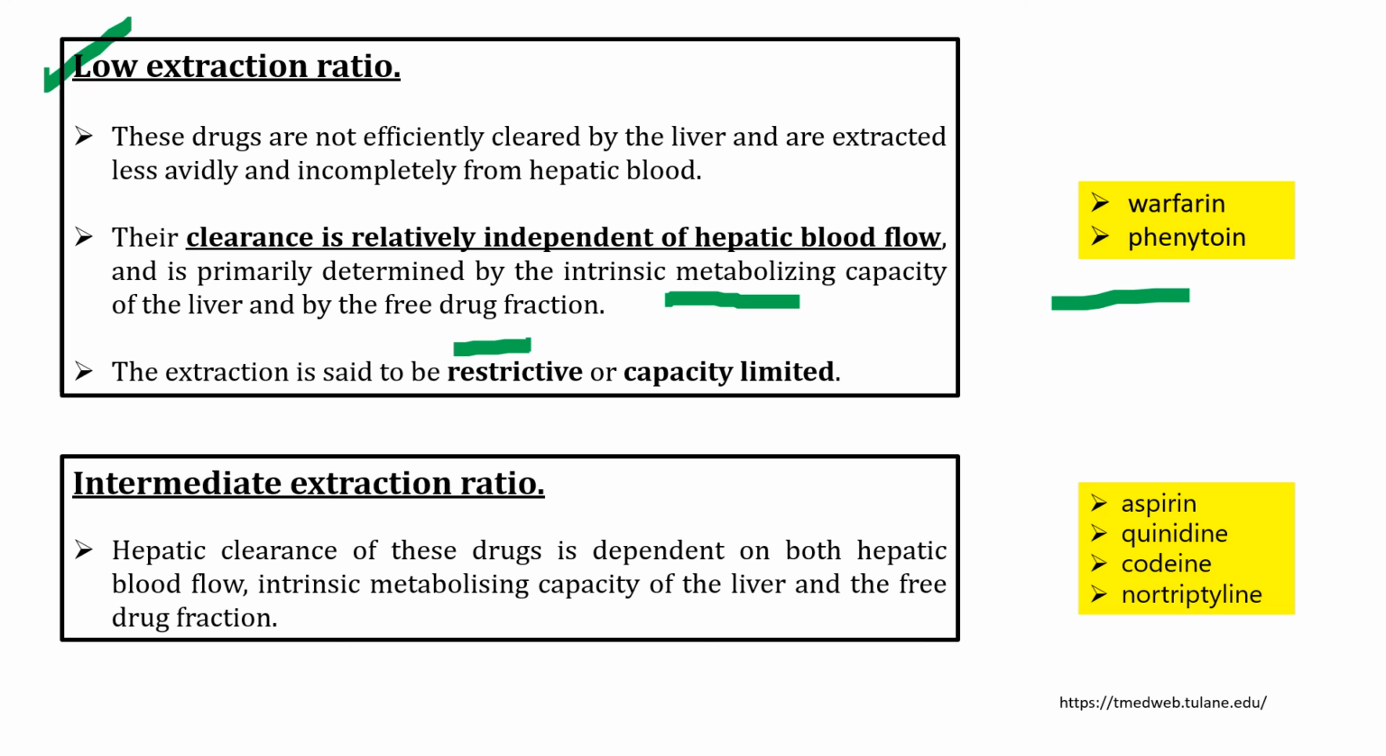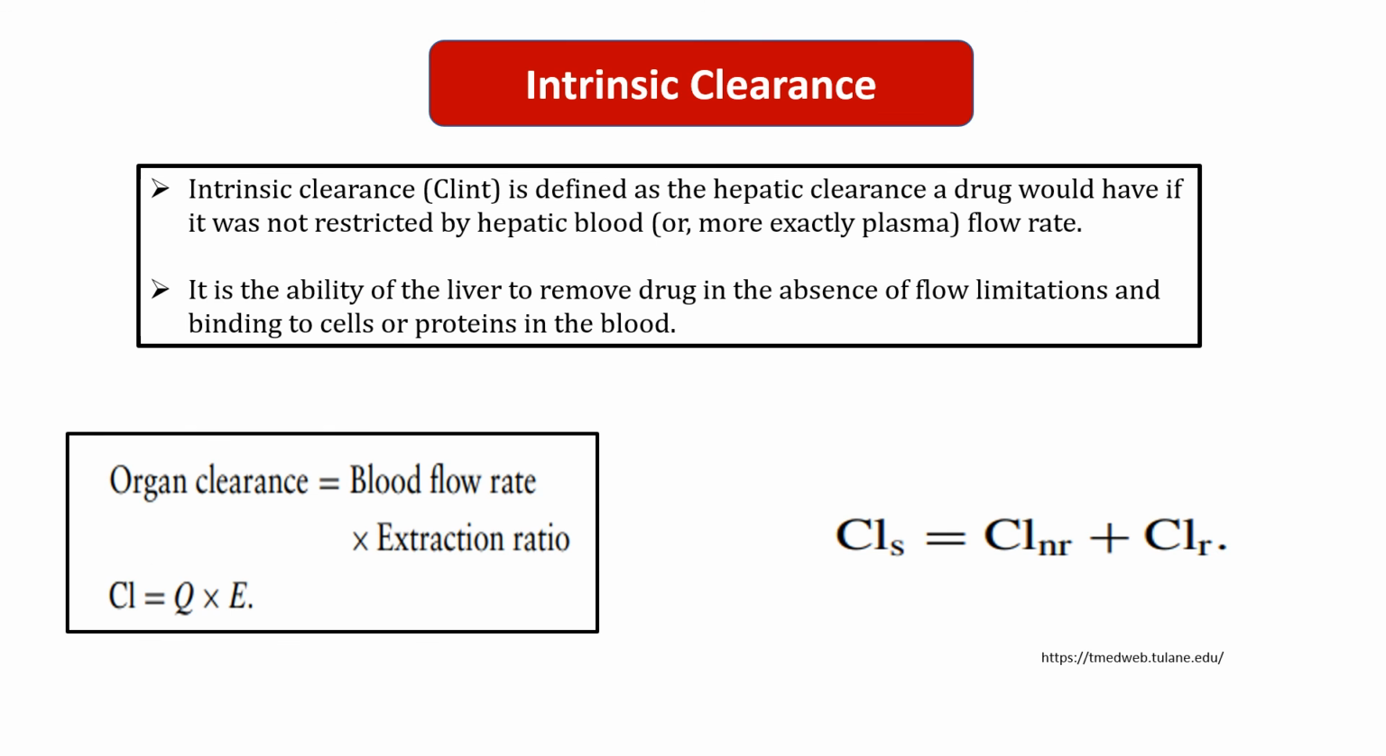And regarding the intermediate extraction ratio, it depends both on the hepatic blood flow as well as the intrinsic metabolizing capacity. So it is between the high and the low extraction ratio. A few examples are aspirin, codeine, etc. There is another thing called intrinsic clearance also. I think that you should know about it.